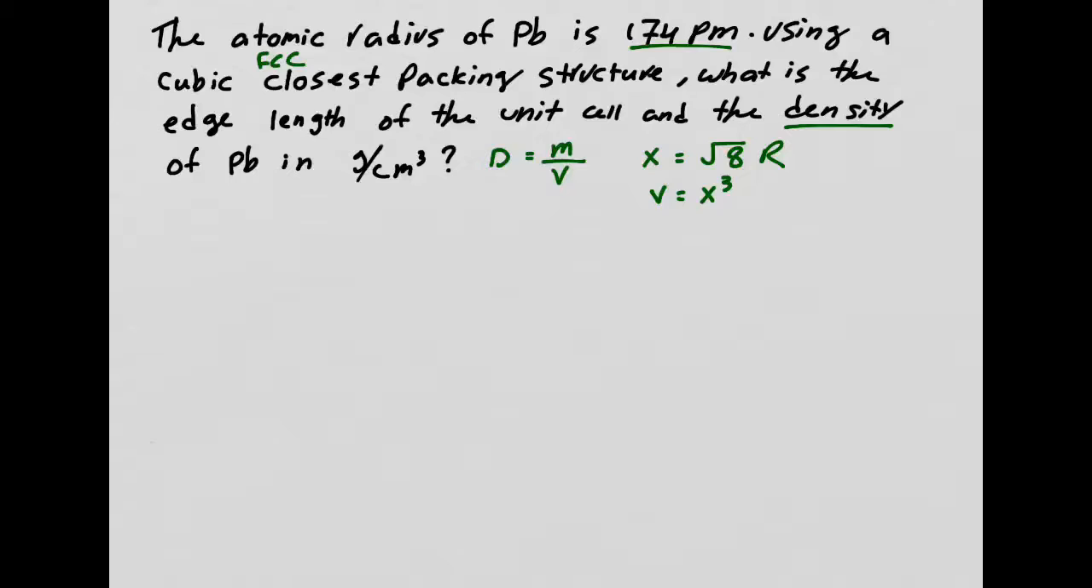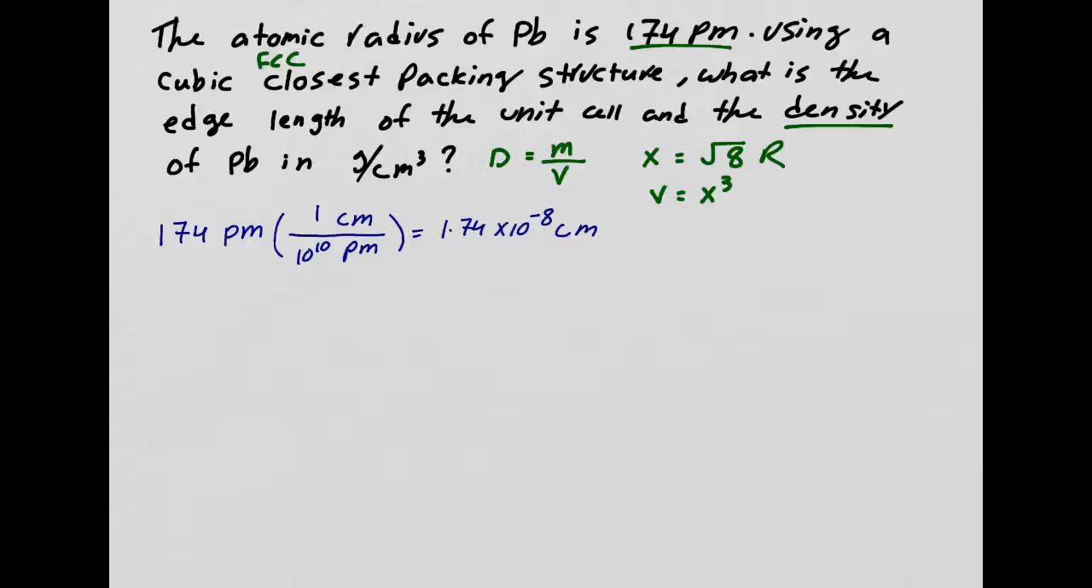So I have 174 picometer. And I don't want the picometer, so the picometer is going to be down here. I want centimeter. Which one is the larger unit? Centimeter. 1 centimeter is 10 to the 10th picometer. So I get 1.74 times 10 to the minus 8 centimeter. Are we good so far? Okay. And I like the centimeter because I'm going to end up with gram per centimeter cubed anyway.